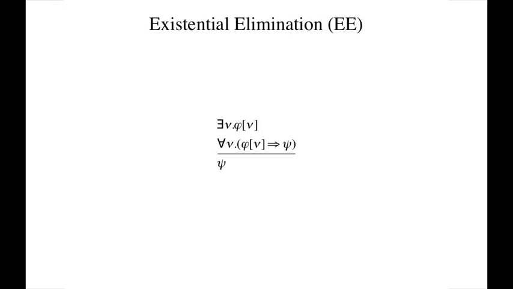Finally, existential elimination. Suppose we have an existentially quantified sentence with scope phi, and suppose we have a universally quantified implication in which the antecedent is the same as the scope of our existentially quantified sentence, and the conclusion does not contain any occurrence of the quantified variable. Then we can use existential elimination to infer the consequent.